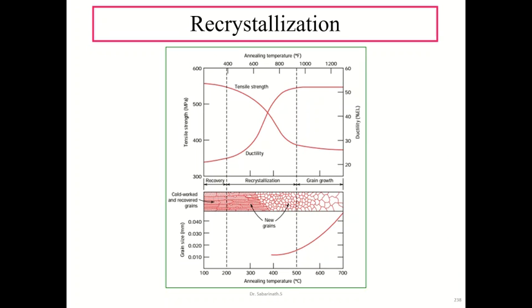So here we can see a relation between annealing temperature and the ductility and tensile strength. These are the three different stages: recovery, recrystallization and grain growth. As the annealing temperature increases, the tensile strength will be reduced, and this is the percentage of reduction in tensile strength. The tensile strength gets reduced, but the ductility of the material increases with the increase in the annealing temperature.